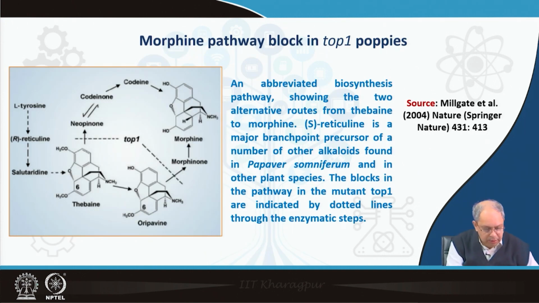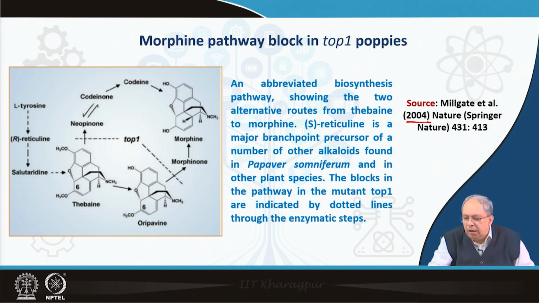So, here, let me take the pen. A mutant was discovered in 2004, reported in the famous journal Nature: morphine pathway block in top1 poppies. So, why and what was the rationale for doing this work? Top1 is a mutant, but it is not a natural mutant. It happened as a result of chemical mutagenesis.